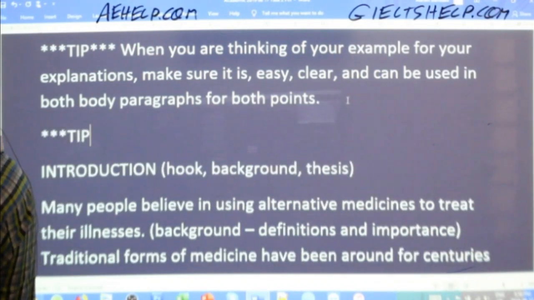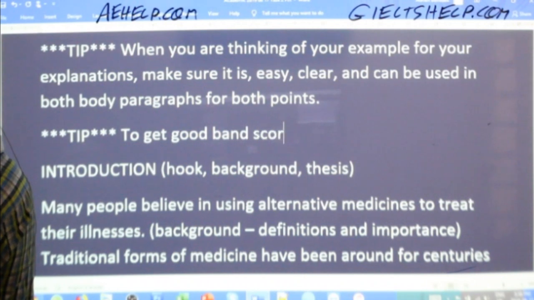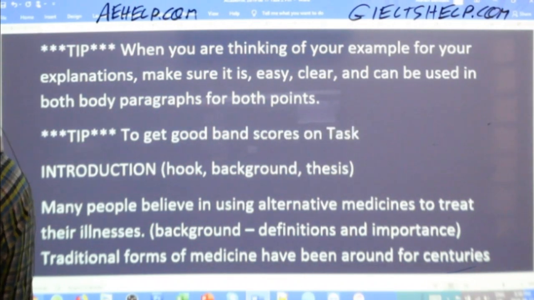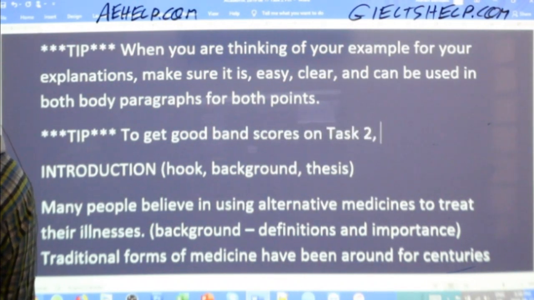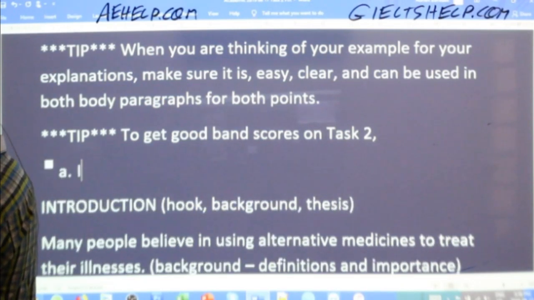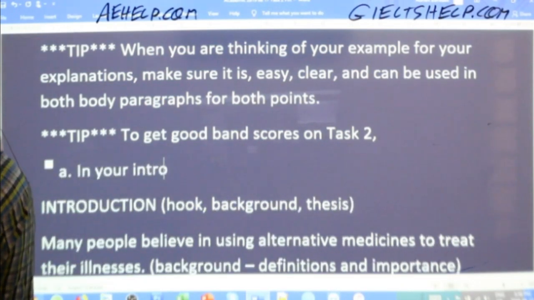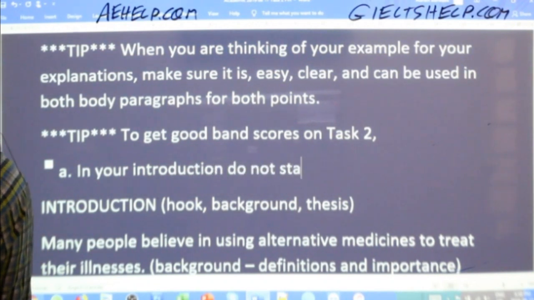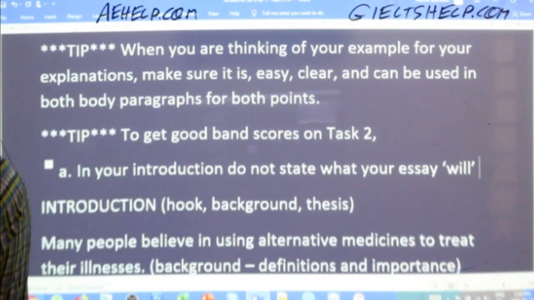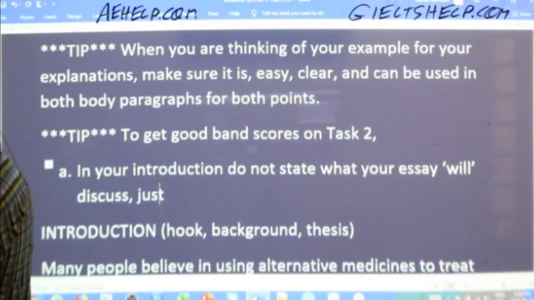Okay. So to get good band scores on Task 2, A, in your introduction, do not state what your essay will discuss. Just state it.